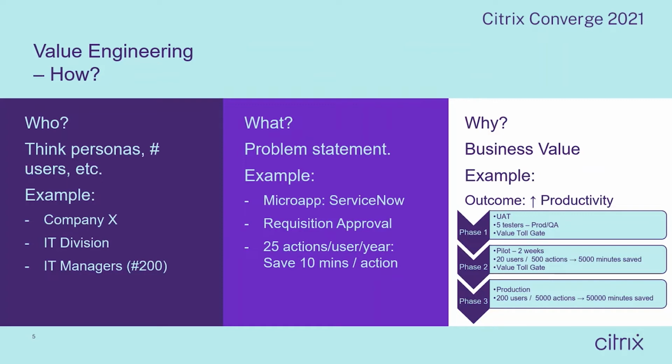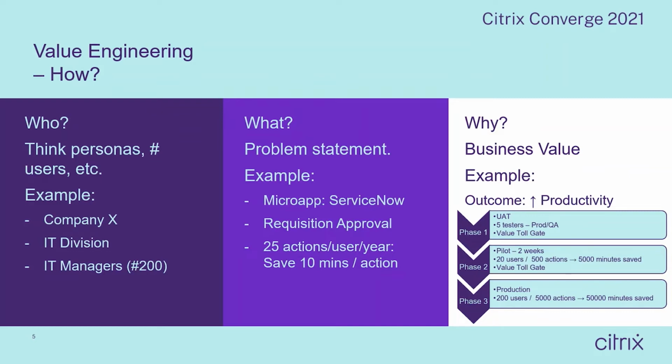In this example, our target users are 200 IT managers. The use case is requisition approval workflow in ServiceNow with action density of 25 actions per user per year, and the objective to save 10 minutes per action. The business value we are looking to deliver is improved productivity. And the metric we decided to track is active use.